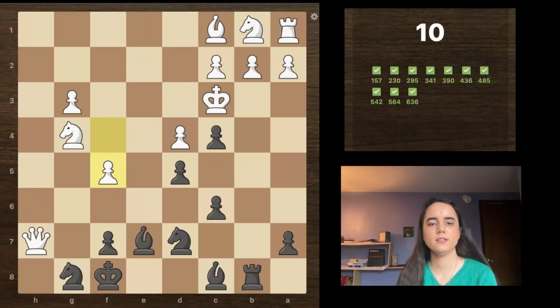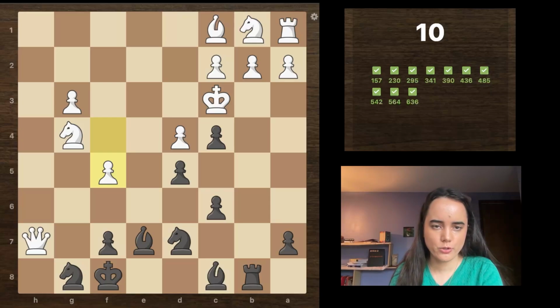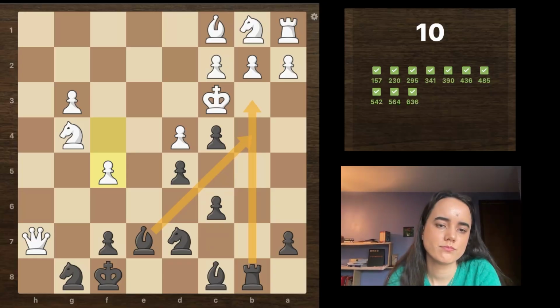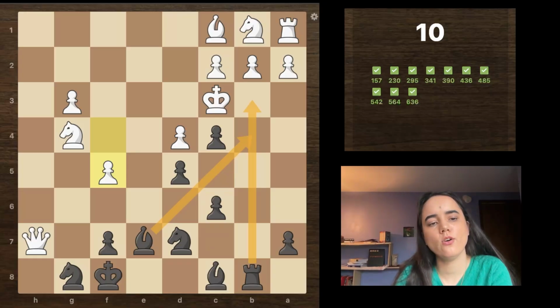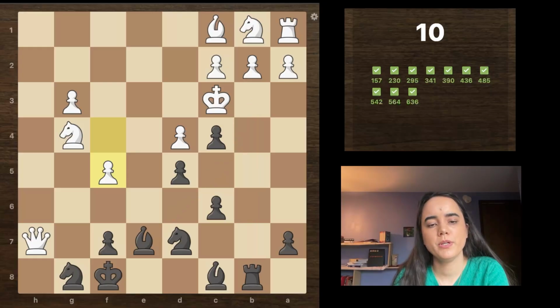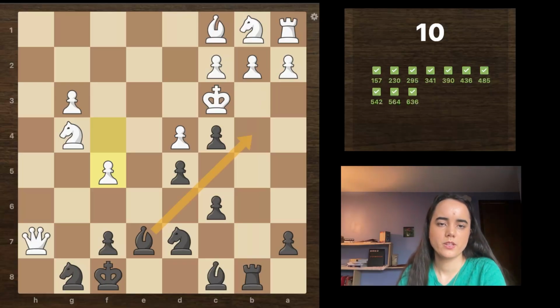All right, once again, we're going to look at checks first. So there's this check. There's this check. And that looks like all the checks. So if we put the rook here, he can just take. So let's look at this check. So he can't take our piece. It's defended by the rook.